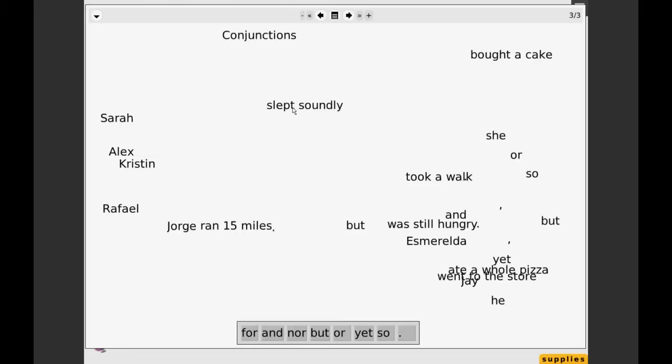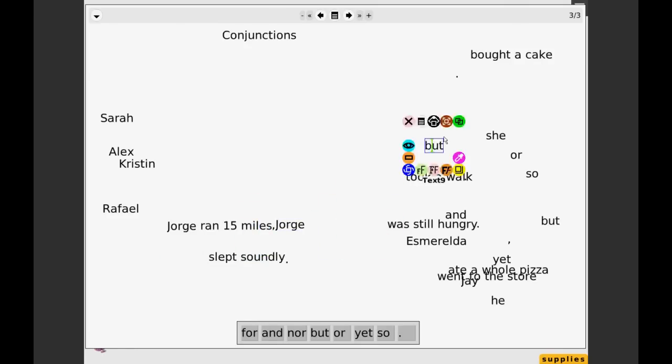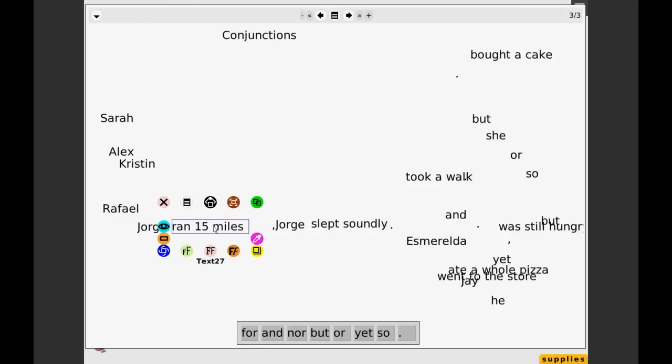But we can also say Jorge ran 15 miles. Jorge slept soundly. Two sentences that are clearly going to have a connection here, so we can smush them together into one. So let's get rid of that period, drop in a comma, and just move all this up here. Jorge ran 15 miles, comma, Jorge slept soundly. Now this is not going to work. We need to put in our conjunction.